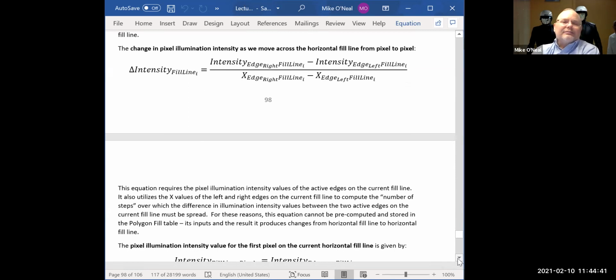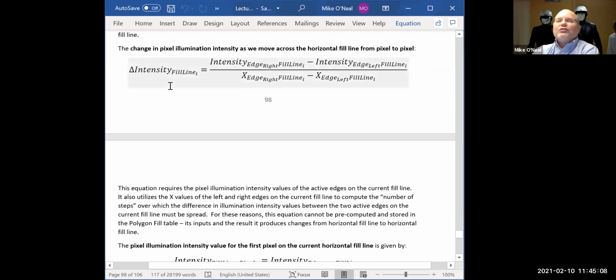So the change in pixel intensity as we move across the fill line is the intensity at the right edge on that fill line minus the intensity on the left edge of that fill line, over the change in X on that fill line: the X value on the right edge minus the X value on the left edge. So this gives you how many steps along X. This gives you how much it needs to change.